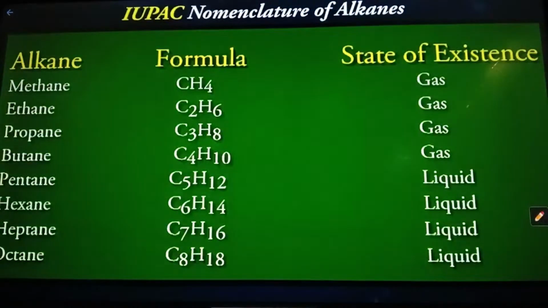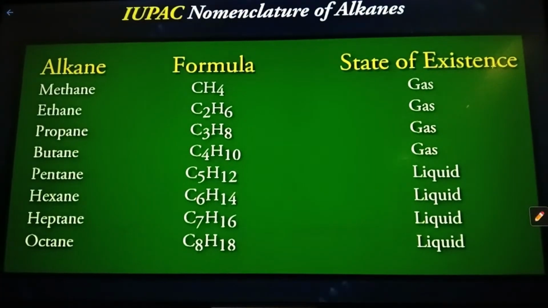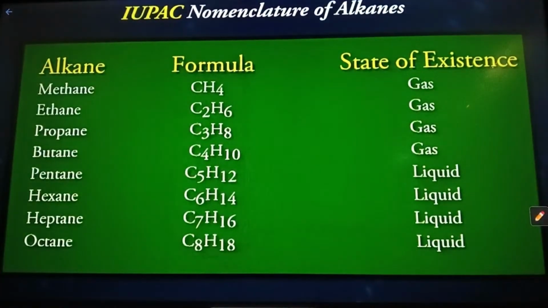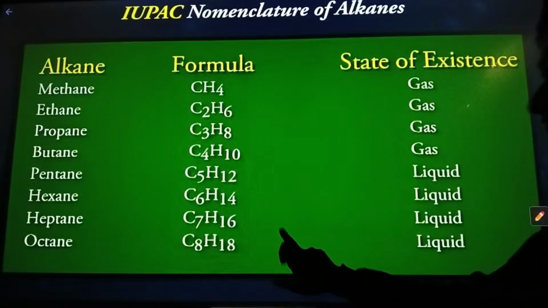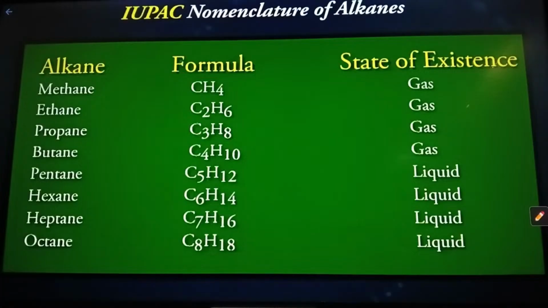IUPAC names of some straight chain saturated hydrocarbons are given here in the table. If you notice, you will find that the alkanes in the table differ from each other by merely the number of minus CH2 groups in the chain. यहाँ तक ये गैस है, C4H10 तक गैस है। They are homologues of alkane series.